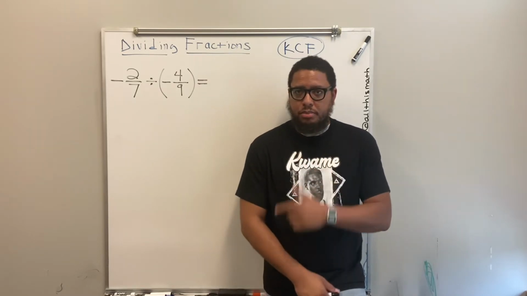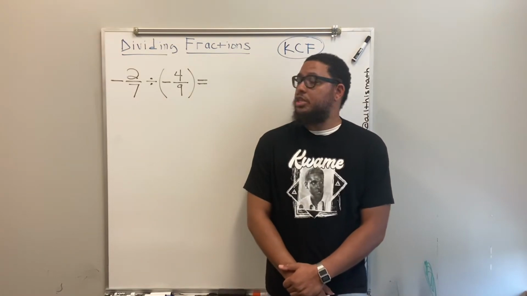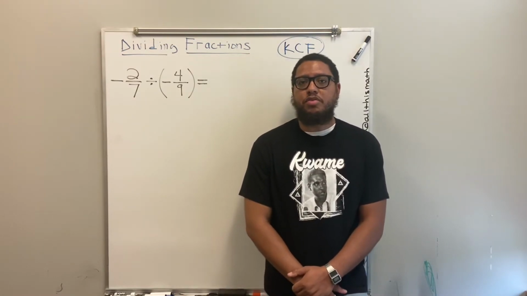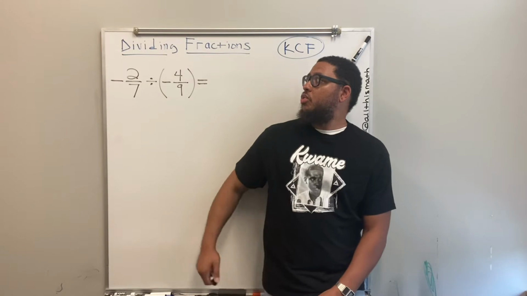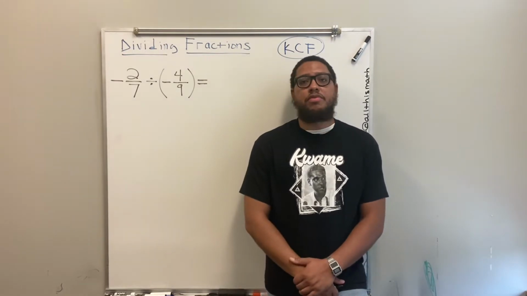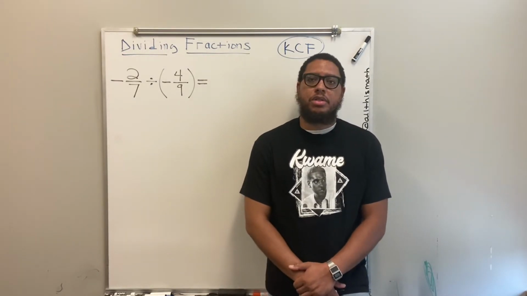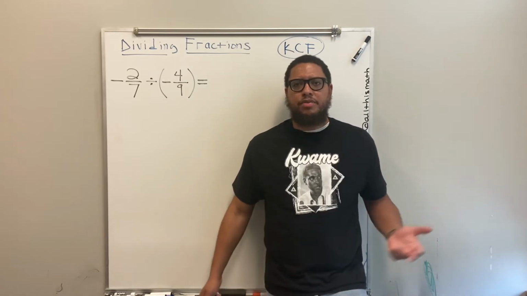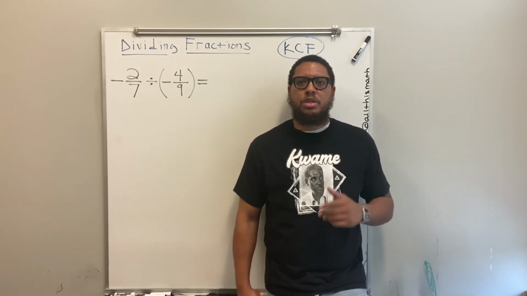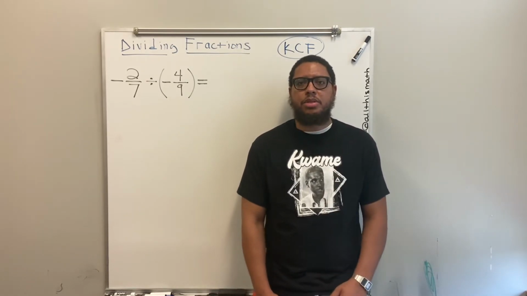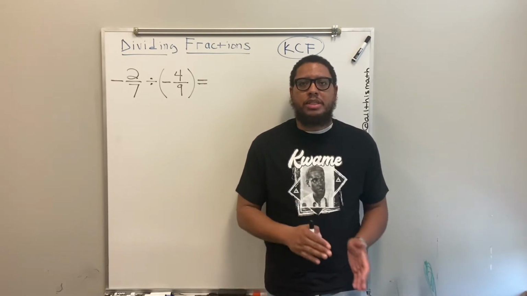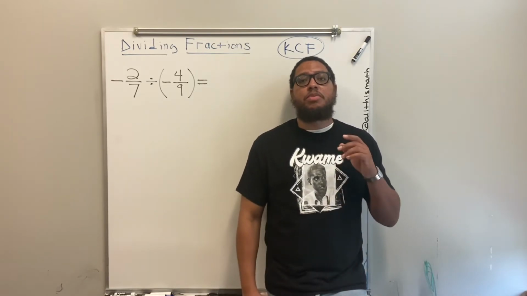So, today on this video, we're dividing fractions, doing some more work with dividing fractions. So, we see behind us, we have -2/7 divided by -4/9. So, we're dividing two negative numbers. As we should know, whenever you divide two negative numbers, we already know what the sign of our answer is going to be. Our answer is going to be positive.